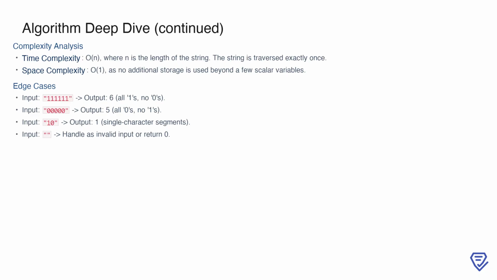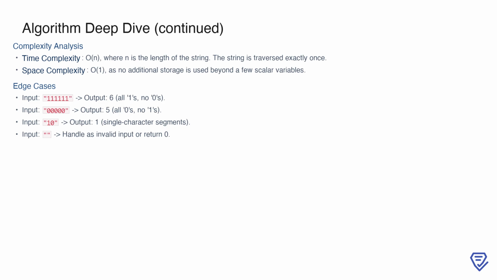The space complexity is O(1), as we only use a few scalar variables without any additional data structures. This makes the algorithm suitable for large input sizes. Considering edge cases, the algorithm handles various scenarios seamlessly.